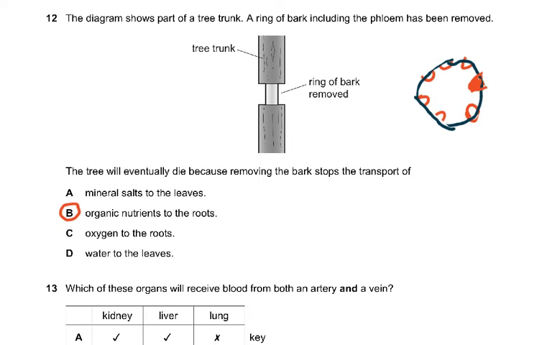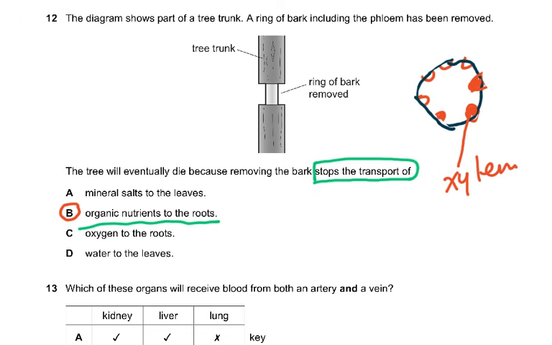So the tree will die because removing the bark stops the transport of organic nutrients to the roots. It can't be mineral salts to the leaves, or oxygen to the roots, or water to the leaves, because the xylem is intact. These inside things are the xylem. The xylem is intact.